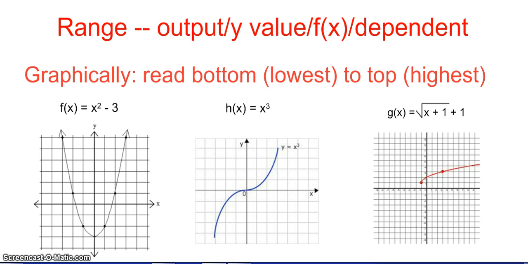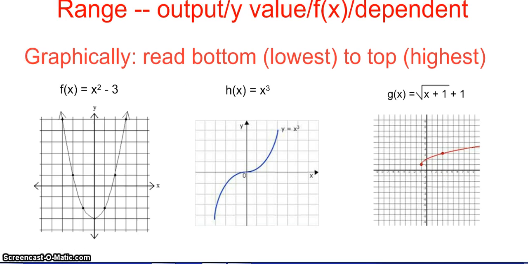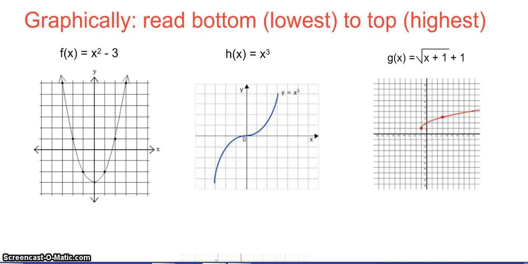Range, your output, your y value, your f of x, your dependent variable, can be approached in a similar way, first graphically, but this time instead of reading left to right, we're going to read from bottom to top because we're talking about all of our y values. So looking from the bottom up, are any of these y values outputs on our graph?